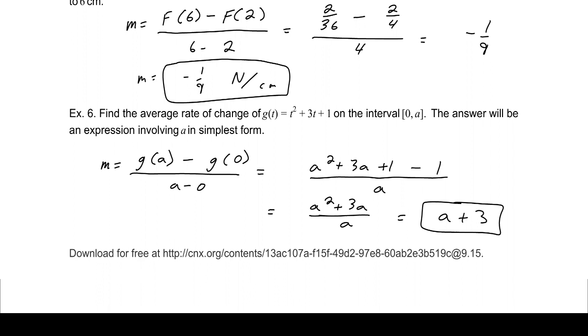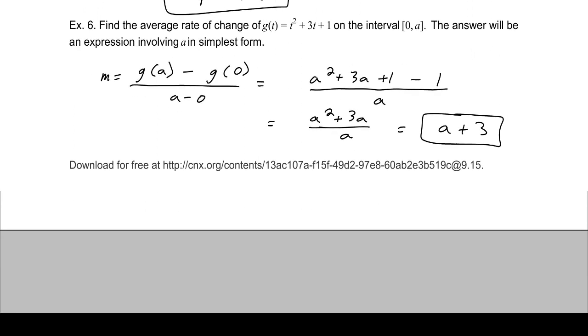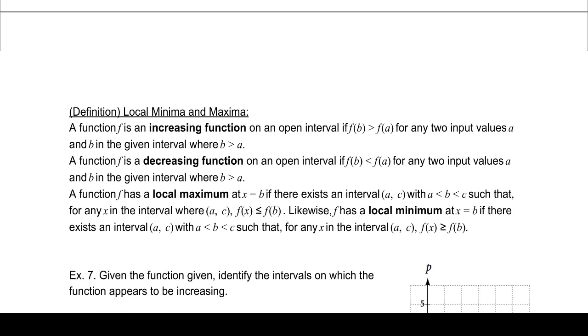All right, that is the breaking point. Now, the next thing we're going to talk about, next concept, is the idea of a local minimum and a local maximum. Now, this definition can be overwhelming. It has a whole lot going on, but keep in mind that a minimum and a maximum just mean the highest and the lowest point. Okay, the minimum is the lowest point, the maximum is the highest point.